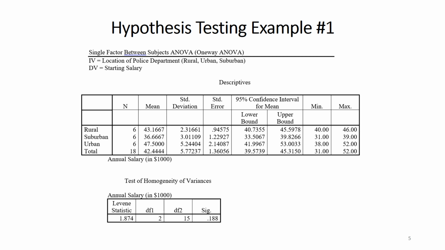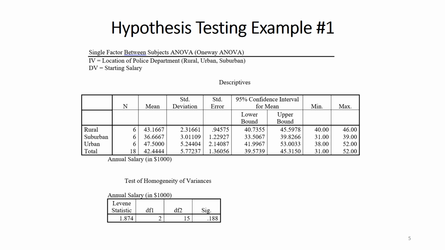But if we had to break it down, it's nothing to be intimidated by. Single factor simply means we have one independent variable. Between subjects means we're looking for differences across or between the different levels of the independent variable, and it's an ANOVA. ANOVA just means we're doing an F test or an F distribution test. So in this particular example, let's make sure it fits the requirements of a one-way ANOVA.